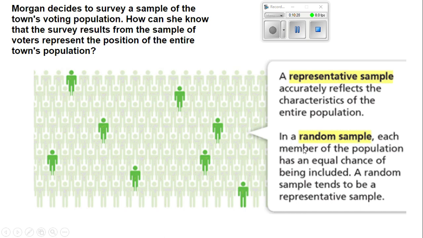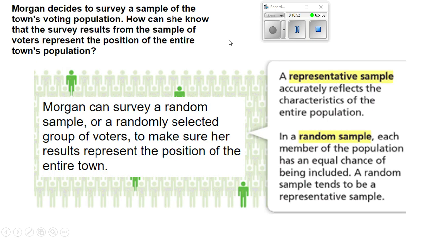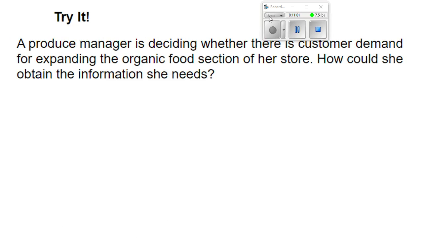In a random sample, each member of the population has an equal chance of being included. A random sample tends to be a representative sample. In a random sample, you might say, all right, everybody gets a number and I'm randomly going to select it. Or put them on a list and then randomly select people from the list through some type of automated system where it does not include any type of bias. Morgan can survey a random sample or randomly selected group of voters to make sure her result represents the position of the entire town. Let's try it.